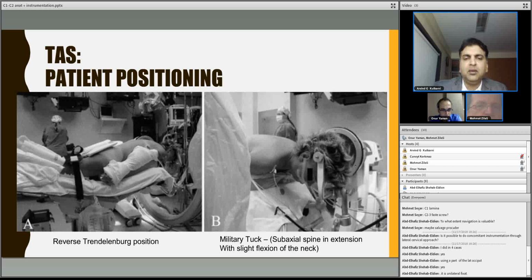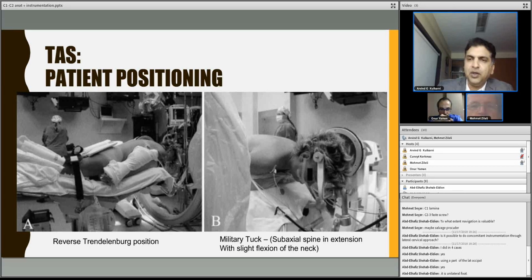When it comes to positioning of the patient, it is very important to put the patient in a military tuck position, in a reverse Trendelenburg position. One reason is to reduce bleeding in the craniovertebral region when you expose. Because you're doing a reverse Trendelenburg, there is not much pooling of blood there. Second, you have to gently put the patient's neck in some amount of flexion. Otherwise, it's very difficult to get a trajectory.